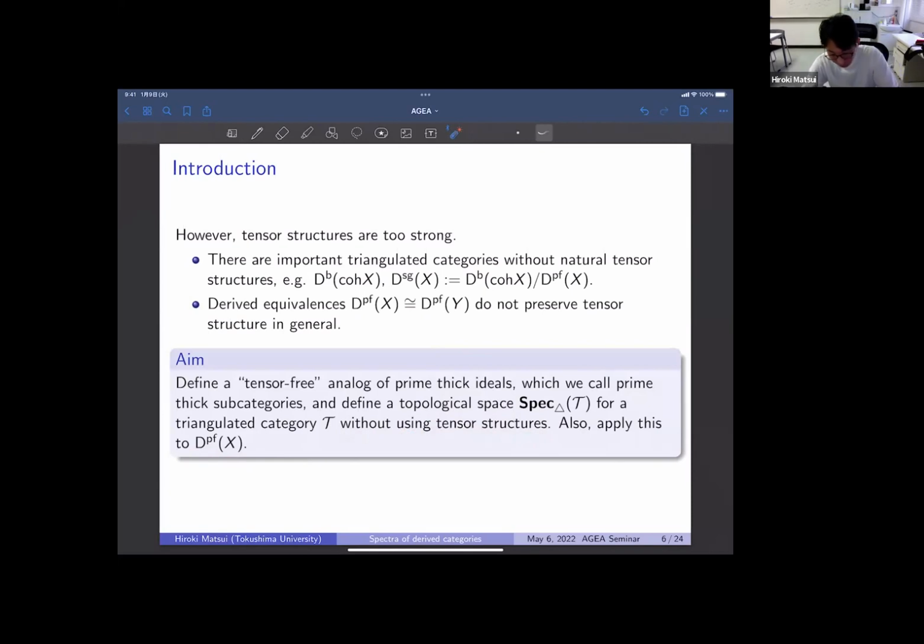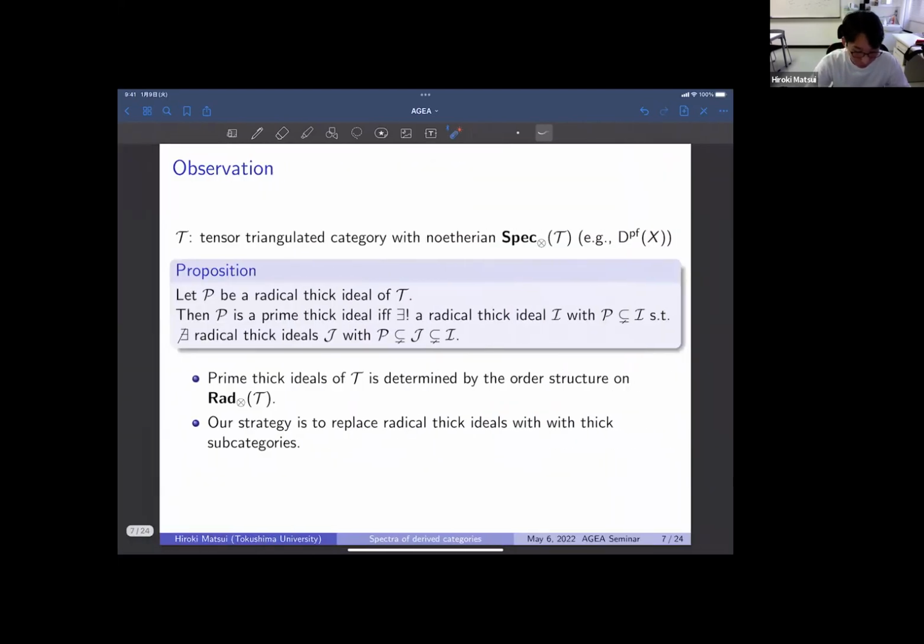So before introducing prime thick subcategories, let me give one observation. Let T be a tensor triangulated category with Noetherian TT spectrum. For example, the perfect derived category satisfies this condition. This is a tensor triangulated category whose TT spectrum is Noetherian because it is homeomorphic to X. For such a tensor triangulated category T, we have the following proposition. Let P be a radical thick ideal of T. Then P is a prime thick ideal if and only if there exists a unique radical thick ideal I properly containing P, such that there exists no radical thick ideal J between P and I.